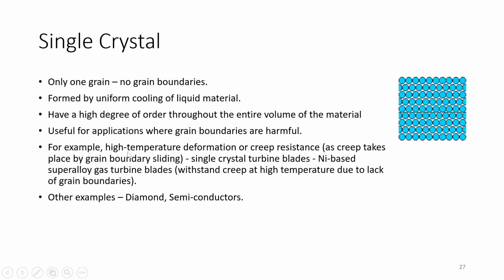For high temperature deformation or creep resistance, as creep takes place by grain boundary sliding, single crystal turbine blades, which are nickel based superalloy gas turbine blades, are all made using single crystal. Other examples include diamond and semiconductors. In the case of semiconductors as well, when you go for doping of your material, you don't want any preferential segregation of the dopant at the grain boundary. So you want to make your silicon wafers in single crystal.